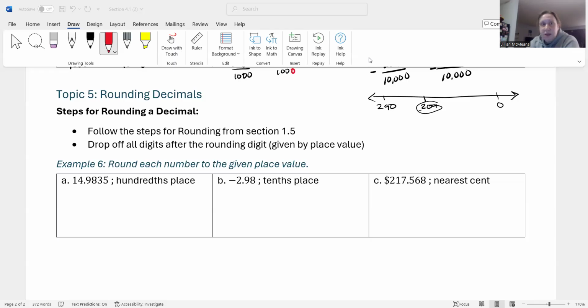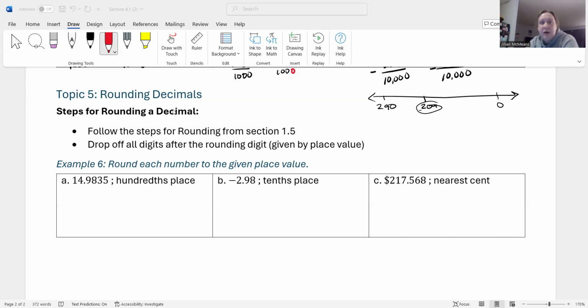Okay, last up for this section, we are going to look at topic 5, which is rounding decimals. And I'll tell you that rounding decimals is almost identical to rounding whole numbers. You find your rounding digit, you determine if the digit to the right of that is 5 or above or less than 5, round up or down. And then the only difference is after the decimal point, we just chop everything off. Whereas with whole numbers, after the decimal point, we made everything zeros. So that's the only difference, and it's really quite minor.